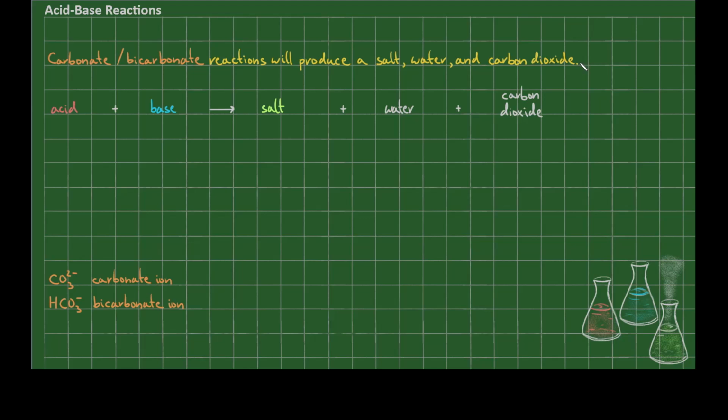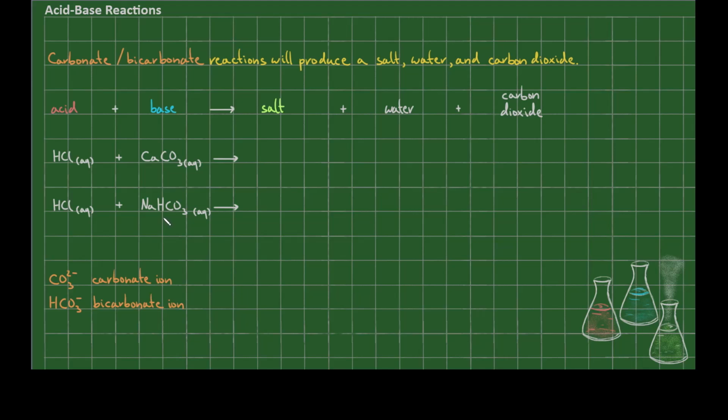The second type of acid-base reaction that I wish to explore is a carbonate or bicarbonate reaction. It will produce a salt, water, and carbon dioxide. Recall that carbonate and bicarbonate ions are polyatomic anions. Let me look at two example reactions. In both cases, the acid is hydrochloric acid. In the first reaction, the base is calcium carbonate, while in the second case, the base is sodium bicarbonate.